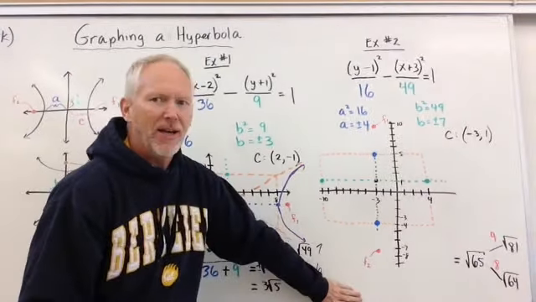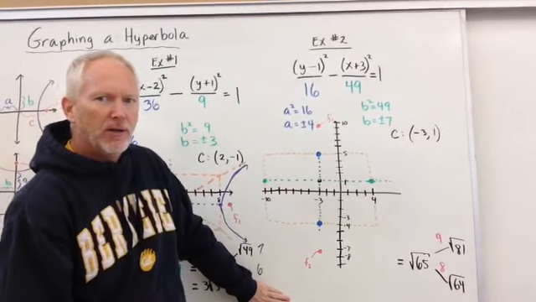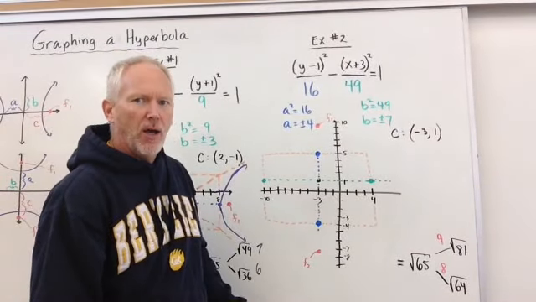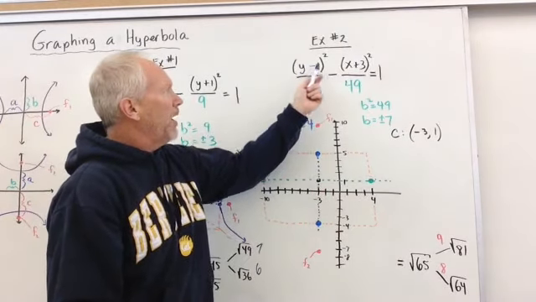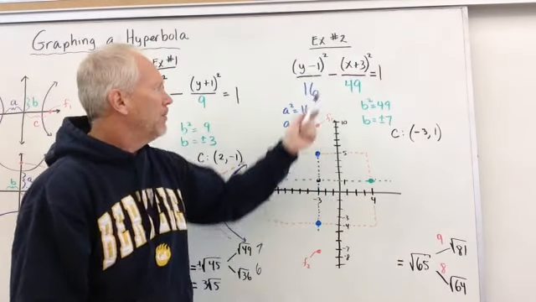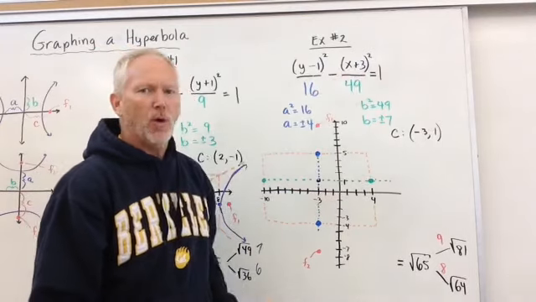All right, let's look at the next example here. So we've got example number 2, and it says y minus 1 quantity squared minus x plus 3 quantity squared.